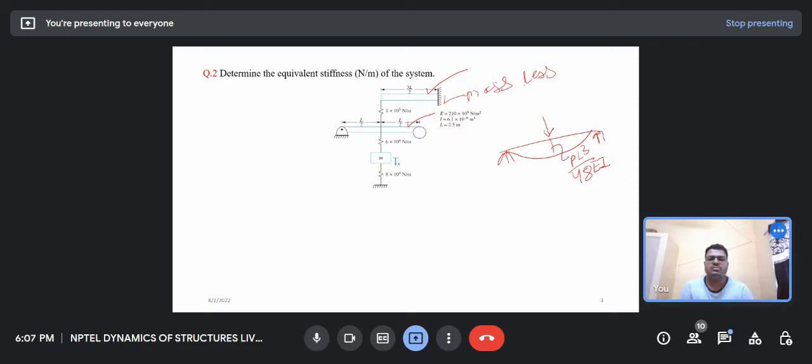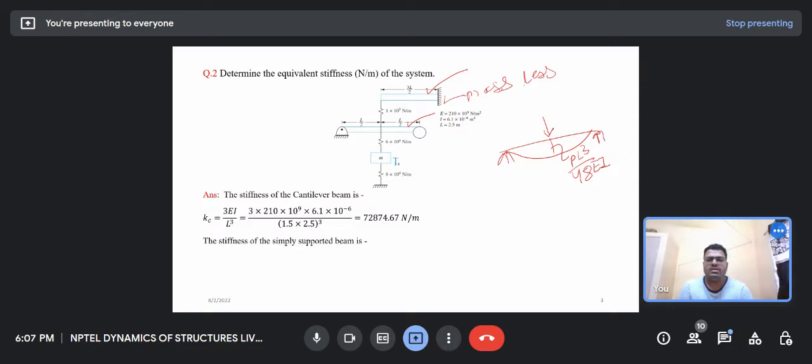First, I have calculated the stiffness of the cantilever beam, EI by L cubed. The values of E and I are given, and they are the same for both the cantilever beam and the simply supported beam. And similarly, we have calculated the stiffness of the simply supported beam, which is 48 EI by L cubed, and that comes out to be 3935232 Newton per meter.